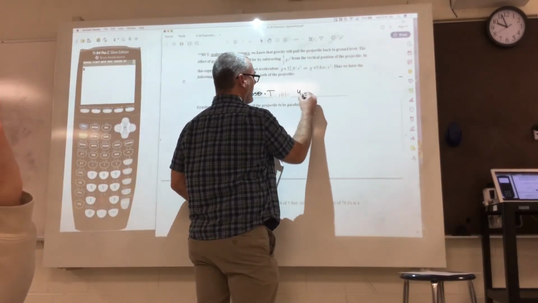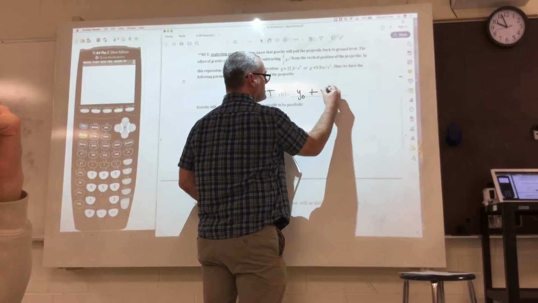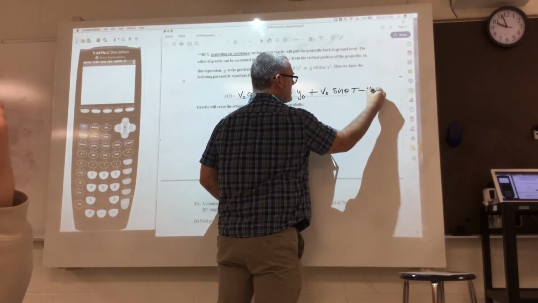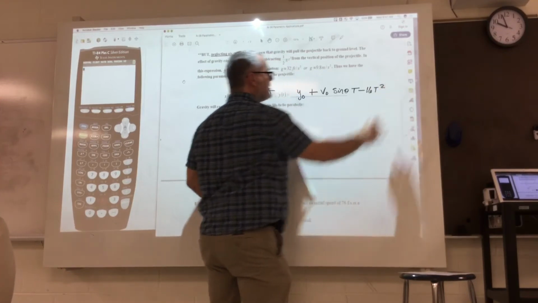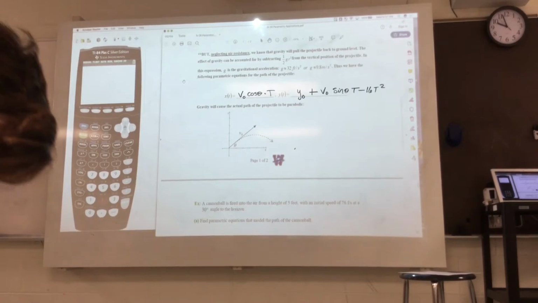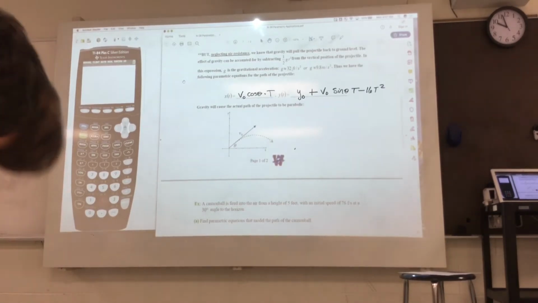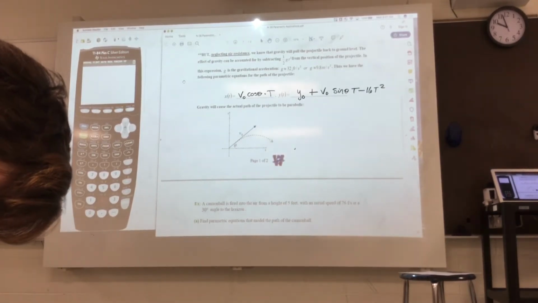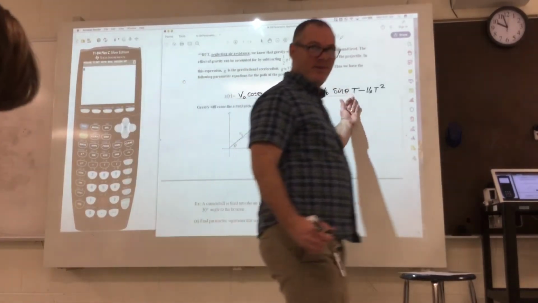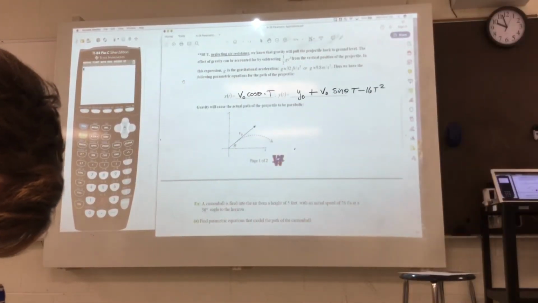Okay, and we're also going to change the initial height. So we have y naught plus v naught sine theta t minus 16t squared. There's your vertical position equation. These are the two you need to have down. Remember, x is cosine, y is sine. Don't mess that up. People will mess that up.